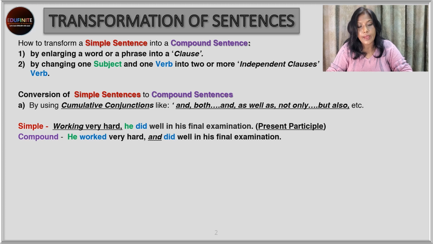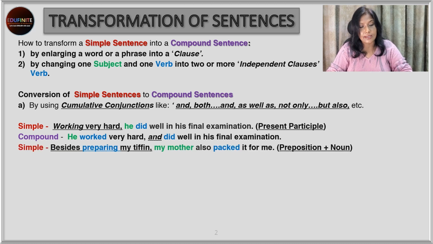He worked very hard and did well in his final examination. So we are using the cumulative conjunction "and" to join the two independent clauses that we have made and convert it into a compound sentence. Now, "he worked very hard": he is the subject, worked is the verb. Subjects I have marked in green and verbs in blue, so it will be easy for you to understand. In the second independent clause, we just have a verb, "did well in his final examination." There is no subject. Well, yes, there is a subject, but it is hidden, because it would be "he worked very hard and he did well in his final examination." But for convenience, we don't use the second "he," we just keep it hidden and say "and did well in his final examination."